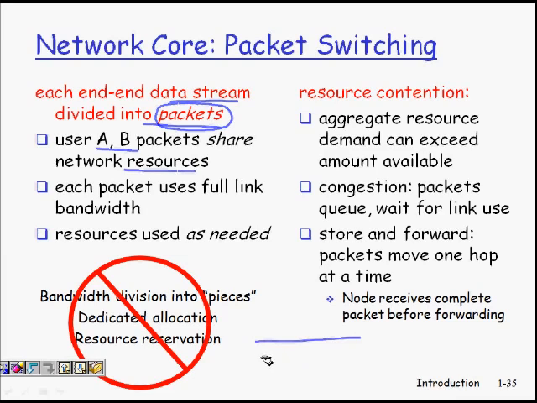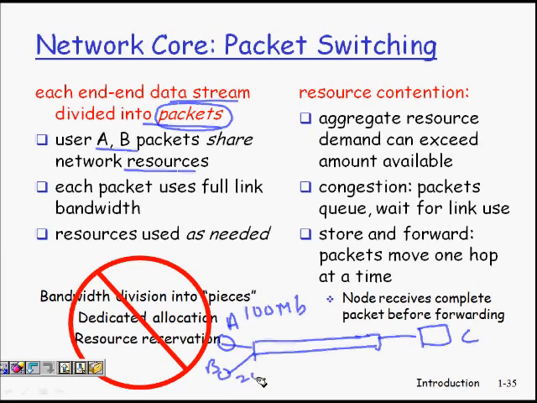So now if there is a link, and here you have A, here you have B, they have data to send here to C. So let's say A has 100 MB of data and B has 200 MB of data. Now let's say they have to discretize it, which means make packets of small size. Let's say the packet size is 1 megabit. So now A will have 100 packets, B will have 200 packets. So now they are sharing this medium.